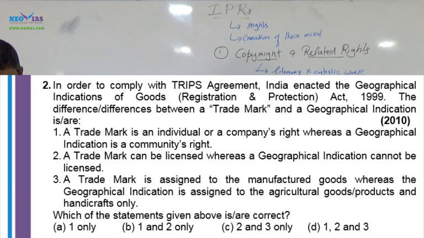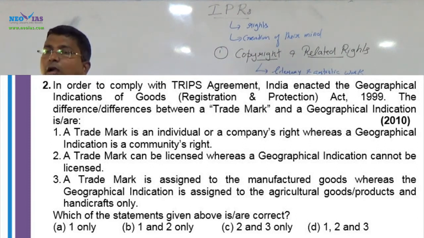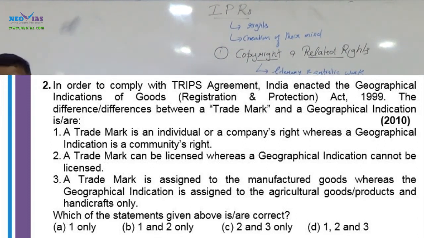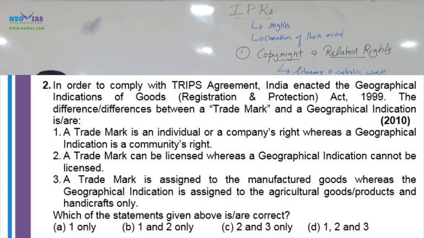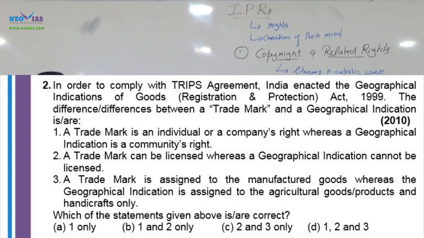It's true, it's correct. So we can eliminate choice C. Then what about the second statement? Trademark can be licensed, whereas GI cannot be licensed. That statement is also correct. Then we can eliminate choice A. What about the third statement? A trademark is assigned to manufactured goods, whereas GI is assigned to agricultural goods or products and handicrafts only. False. Only means false. Don't do it. I'm just using that word to show it. So the answer is 1 and 2.